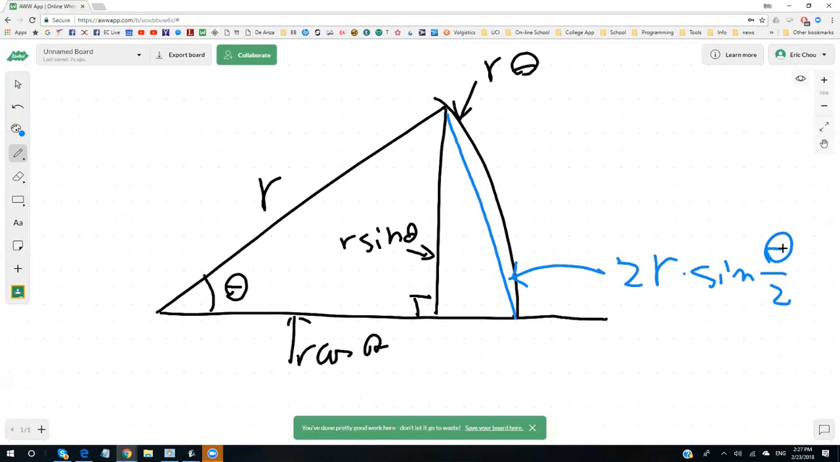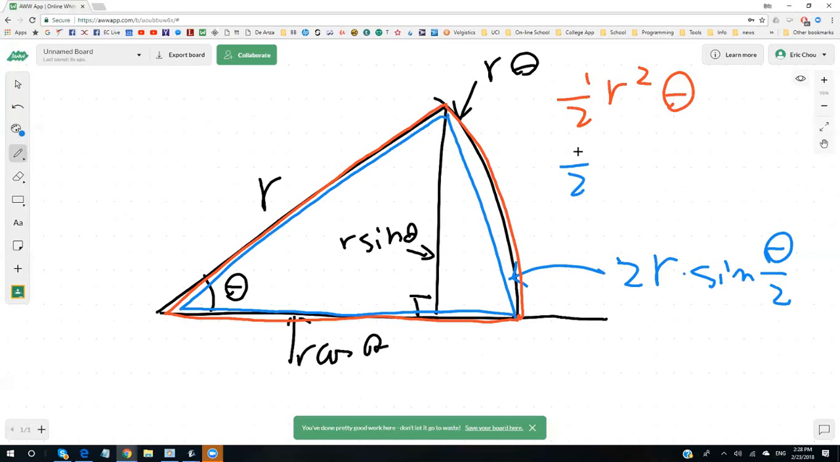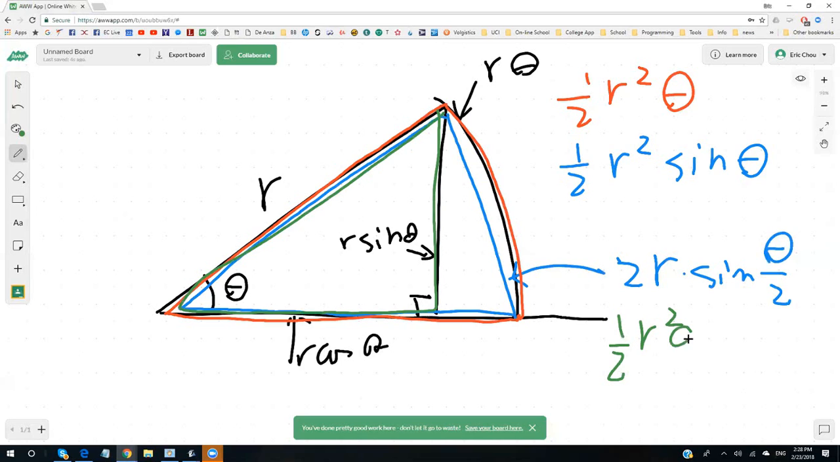And then the area of this gray one and this is one half r squared theta. The blue one, right? The green one.